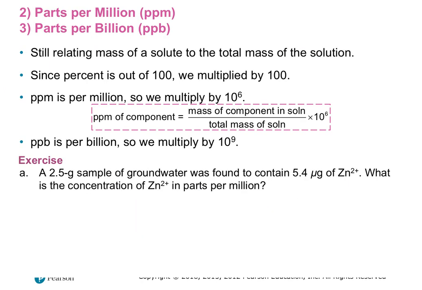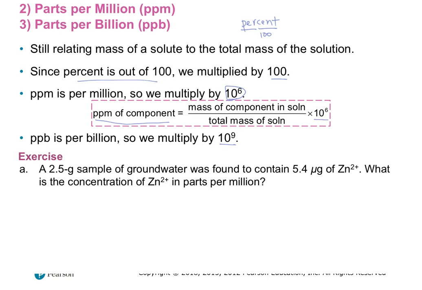Now parts per million and parts per billion are very similar. So percent means per cent, and cent is 100, so per 100. When we're talking about per million, parts per million, we're going to multiply by a million instead of by 100 like we did in percent. And if we're dealing with a billion, we're going to multiply by a billion. So the parts per million of a certain component is going to be the mass of that component divided by the total mass of the solution times a million, or 10 to the 6.